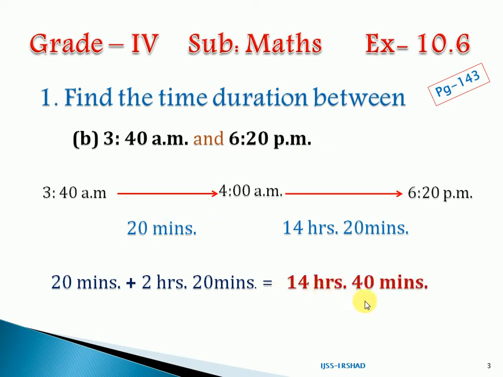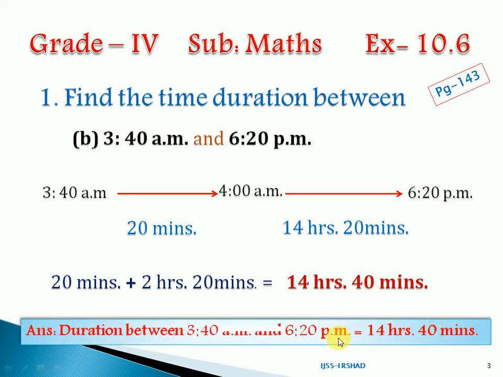If the minutes come to more than 60, then we have to break it. 60 minutes will give 1 hour and the remaining minutes will stay as minutes here. Now you can write your final answer here. The time duration between 3:40 AM and 6:20 PM is equal to 14 hours 40 minutes. Hope it is clear for everyone.